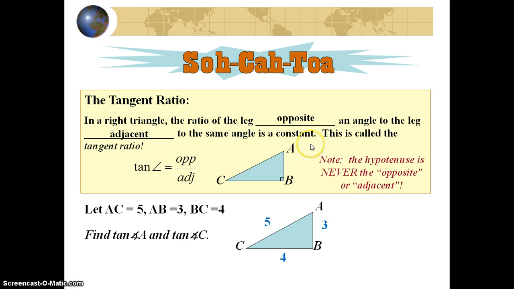Looking at the same triangle that we've been looking at for the past two examples, if you're looking at angle A, to find the tangent, you look at the side opposite, that's 4, over the side adjacent, which is 3. So the tangent of A is 4/3. Now look at angle C. The side opposite is 3, and the side adjacent is 4. So opposite over adjacent would be 3/4. I was going too fast, I apologize about that.